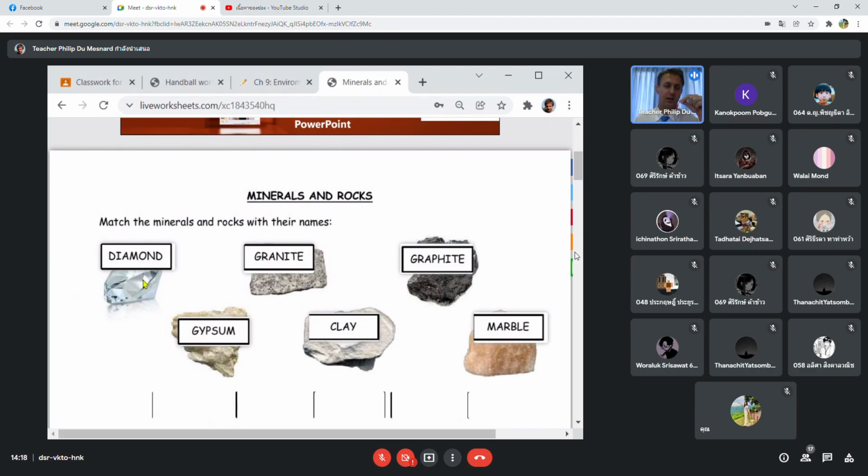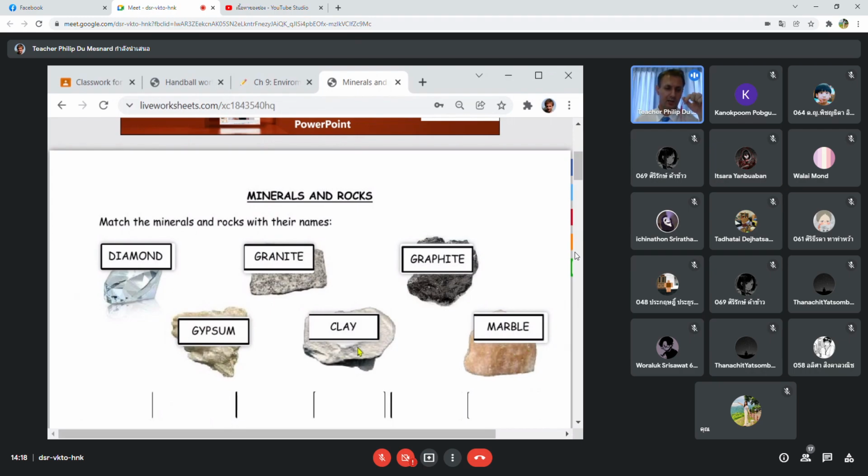So diamond is very easy. I'm sure you know diamond. Graphite is the pencil lead, the inside of the pencil is graphite. Granite is for the kitchen table. It's very hard. It has big crystals or big grains. Marble is for a statue. It's also very hard, actually.